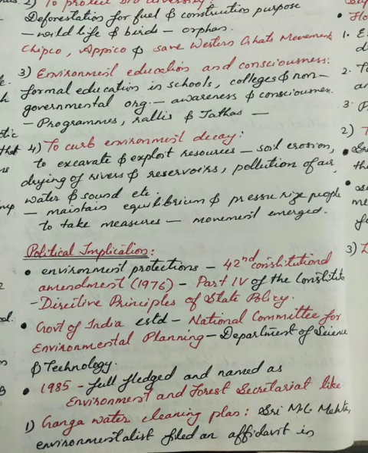Number 2. To protect biodiversity. Deforestation, or cutting of forests or trees for fuel and construction purposes, has left the wildlife and birds orphaned. Hence, movements like Chipko, Appiko and Save Western Ghats movement started.